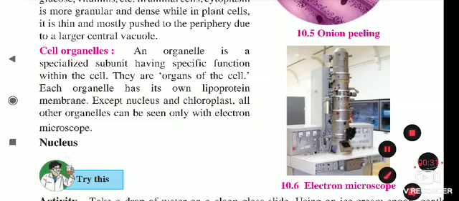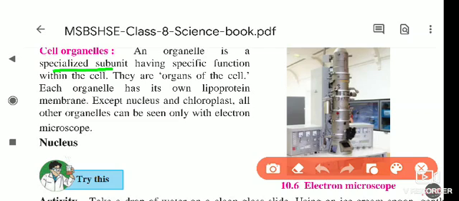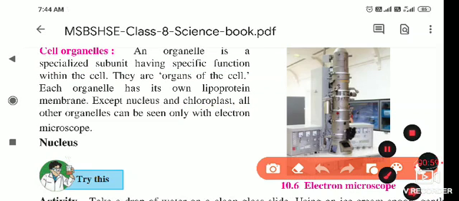Organelles. An organelle is a specialized subunit having a specific function within the cell. For example, mitochondria are the storehouses of energy. Chloroplasts prepare food in the presence of sunlight. They each have their particular work, their particular function, in the cell. They are the organs of the cell.